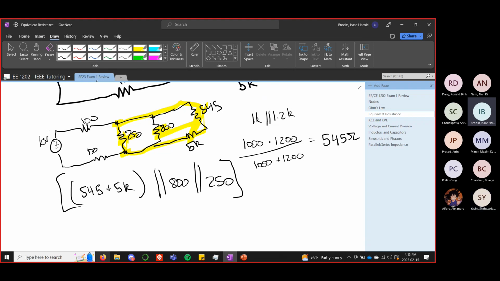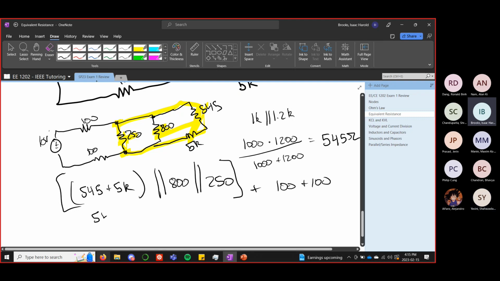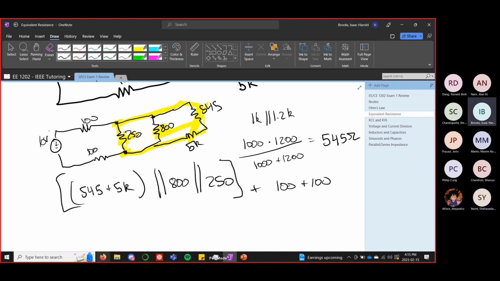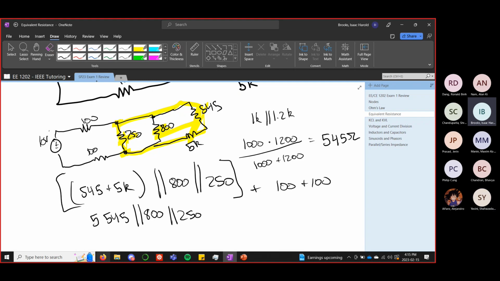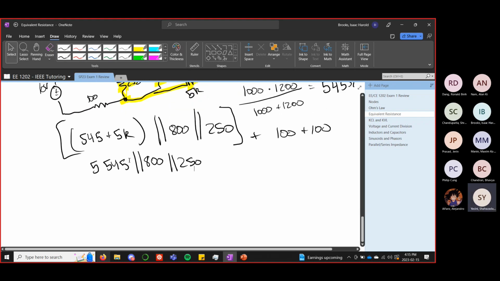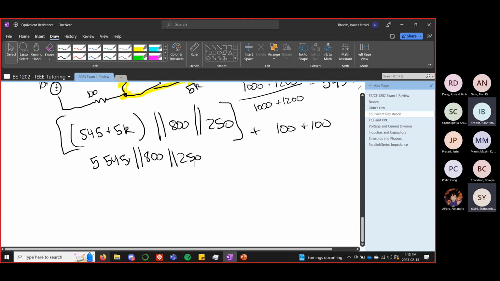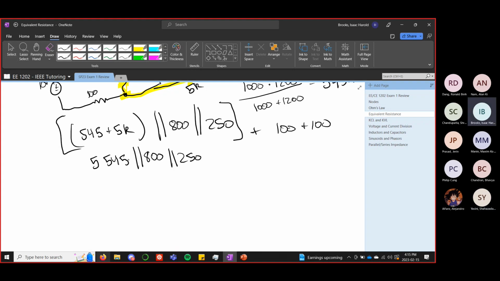Does everyone see that? If we were able to collapse this down to a single resistor, it would be 100 plus that plus 100, right? So plus 100 plus 100. Okay, so this is 5,545 in parallel with 800 in parallel with 250. Let's work on that. So here we could type it in. If anyone gets it faster than me, then you can just shout it out.